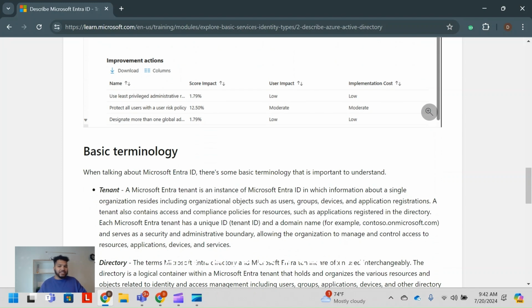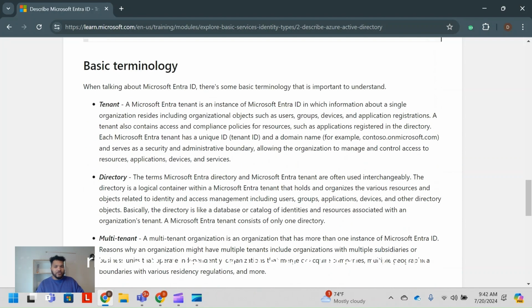It serves as a security administrative boundary, allowing an organization to manage and control access to resources, applications, devices, and services. And then it includes a directory. The terms Microsoft Entra tenant and directory are often used interchangeably. The directory is a logical container that holds and organizes various resources and objects related to identity and access management: users, groups, applications, devices. It's a database, a catalog of identities and resources associated with the tenant. You can only have one directory in the tenant.